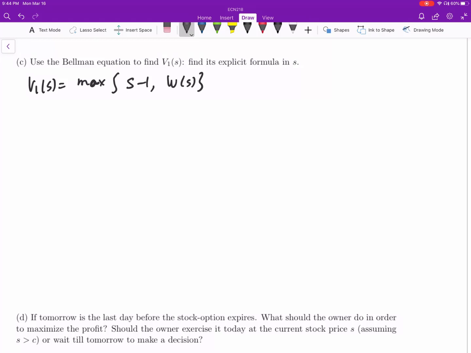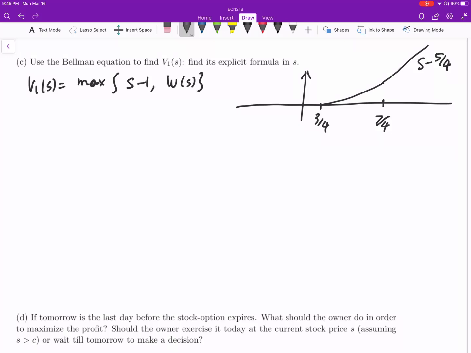So let's recall the graph of w of s. This is what we had. We had 3/4 over here and 7/4 over here. And then beyond 7/4, we have s minus 5/4. And in between we have this parabola over here, which is 1/2 of (s minus 3/4) squared. So this is 1. Okay, so this is w.